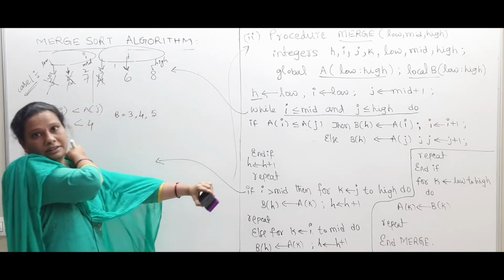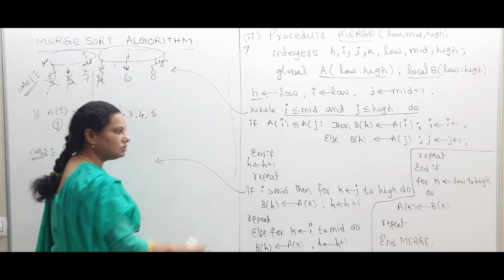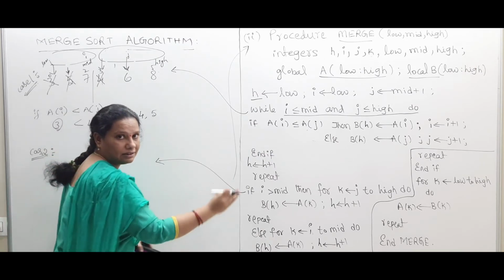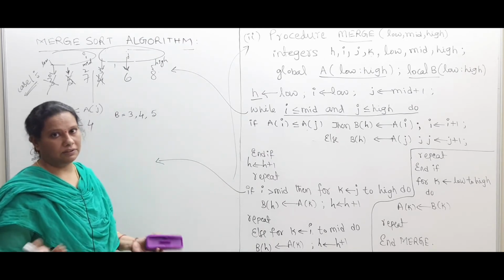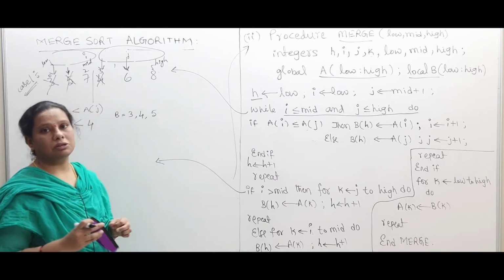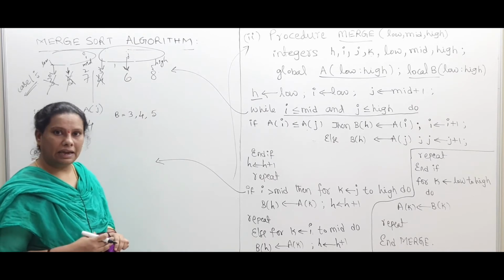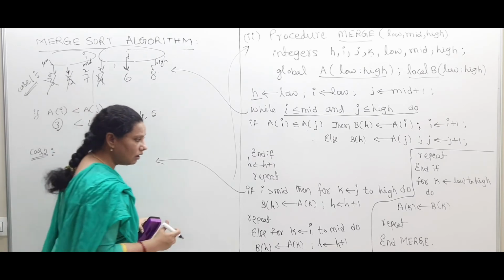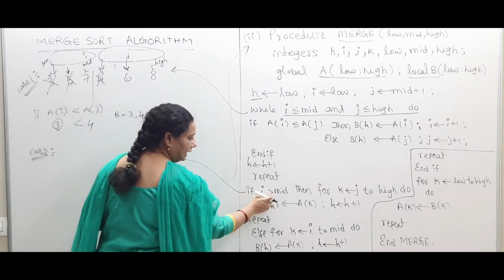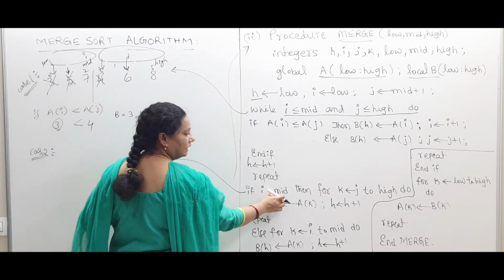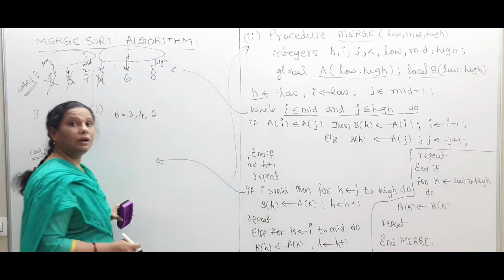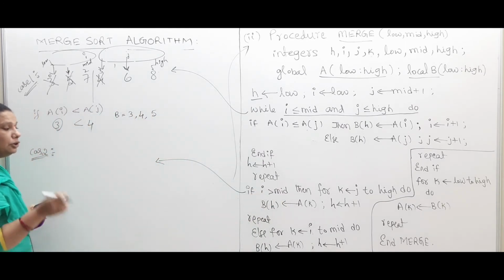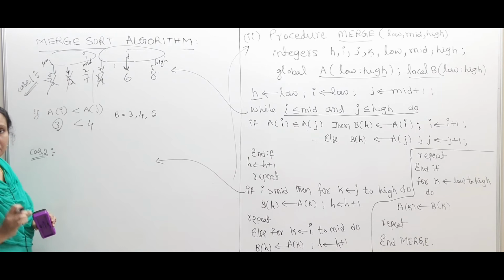You can't write in the algorithm or in the program that the elements are left in the first subdivision or the second subdivision, because your computer won't understand normal language. Some logic should be given here. So what is the logic here? I am writing: if my I is greater than mid. What does it imply? When your I becomes greater than mid.